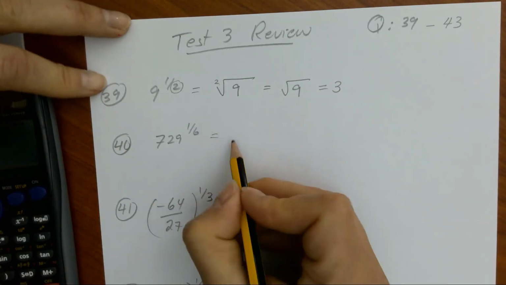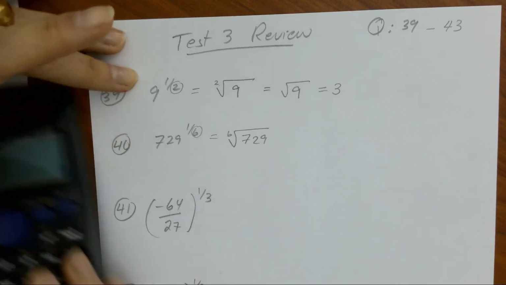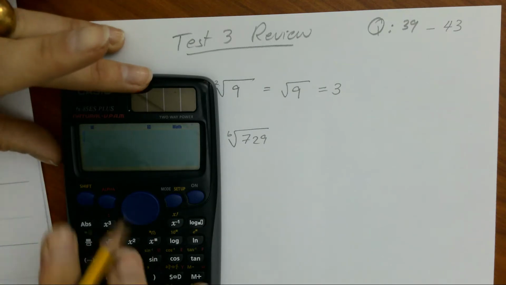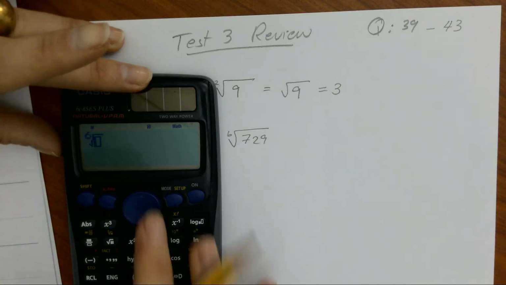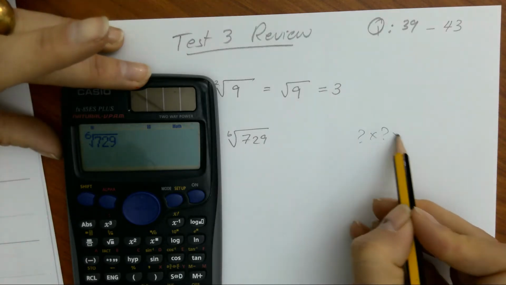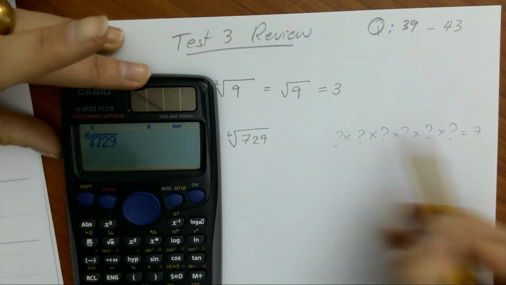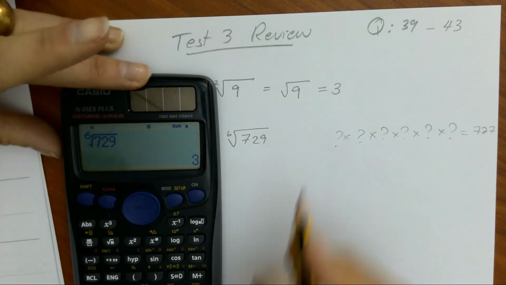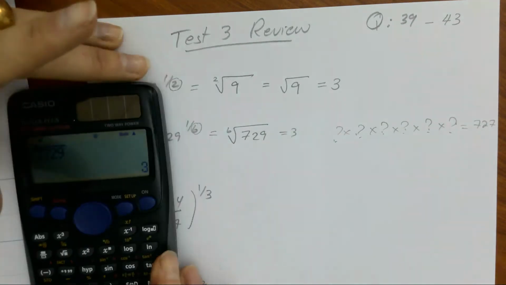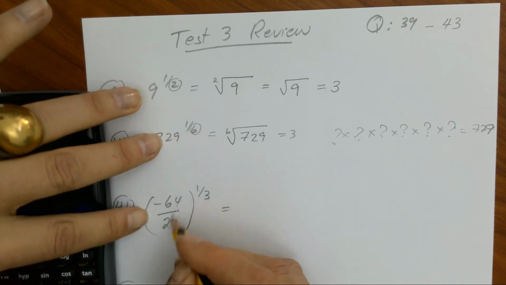Okay, so this means radical sign because it's fractional. Then whatever this is, we put here. So we have to use, where's the button? This button here that's yellow. And it says put a 6 here and 729. So that means what times what times what times what times what times what equals 729? 3. So if I go 3 times 3 times 3 times 3 times 3 times 3, it's equal to 729. So when we have fractions here, we can just separate it.